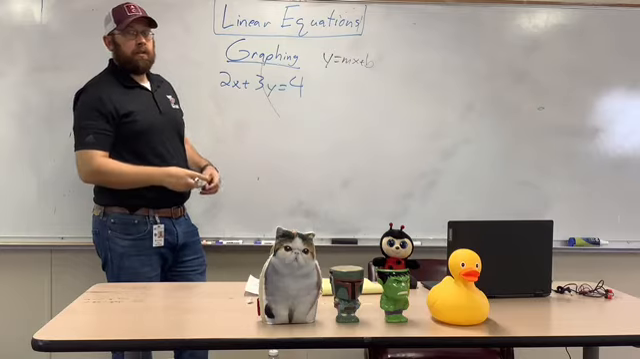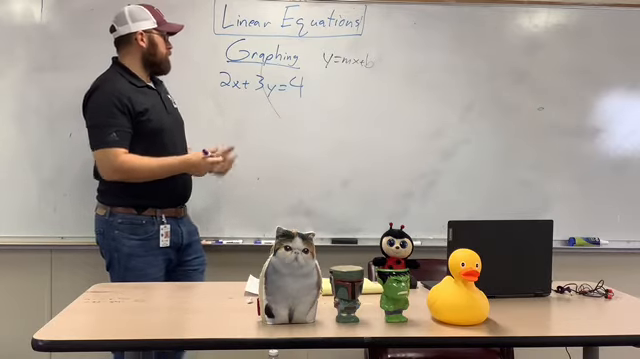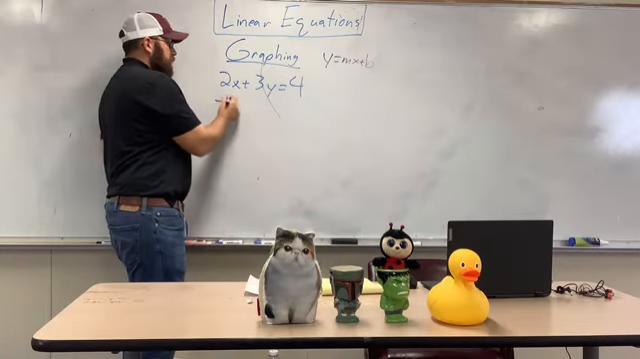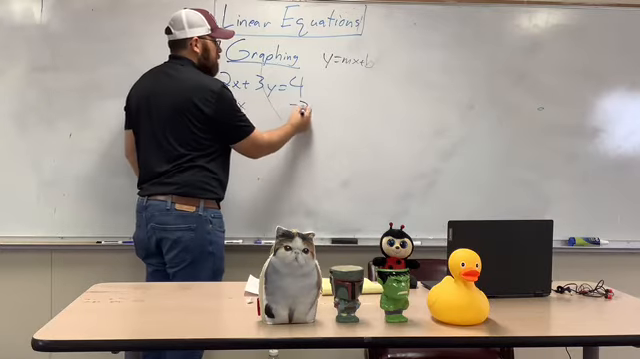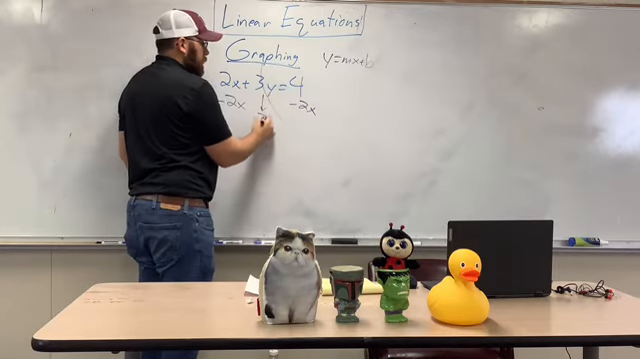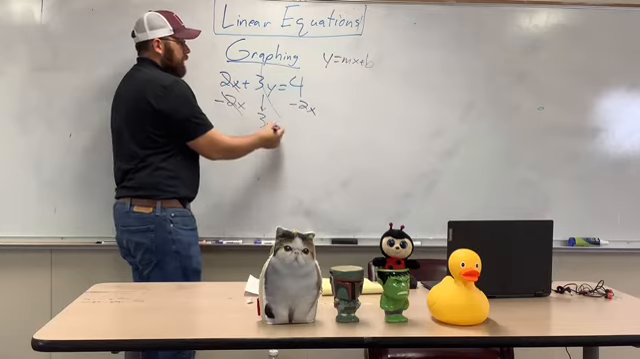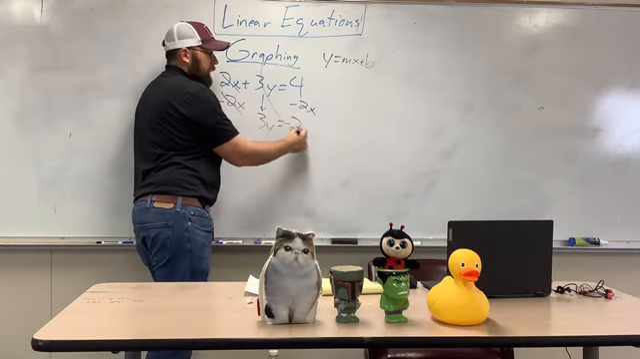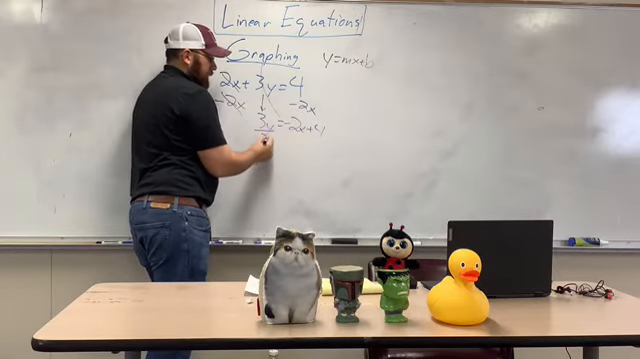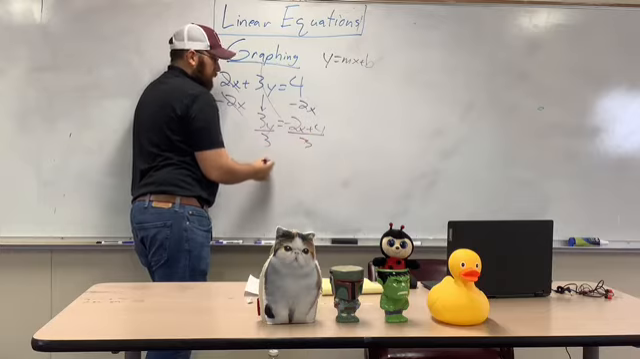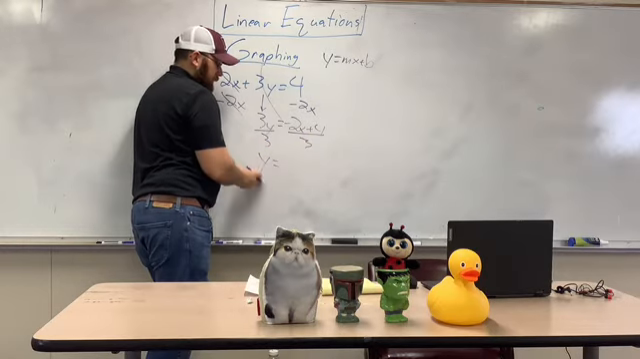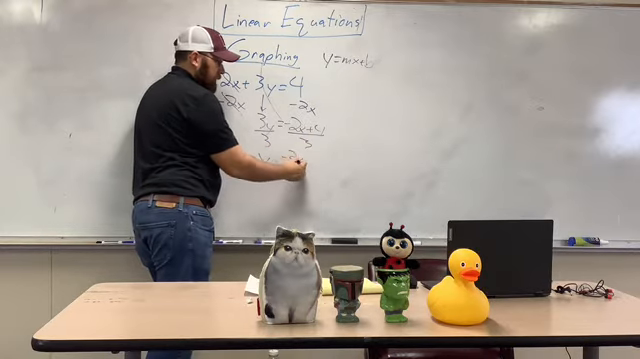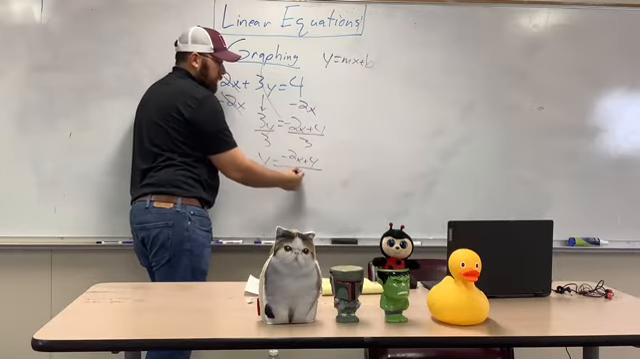So now all you have to do is a simple literal equation to move it. So I subtract the 2x from both sides, bring down the 3y. Those cancel out. I have negative 2x plus 4. Now I divide by 3, divide by 3. Y equals negative 2x plus 4 over 3.